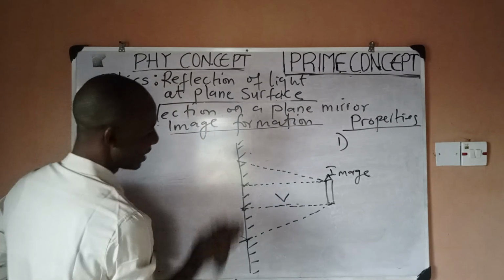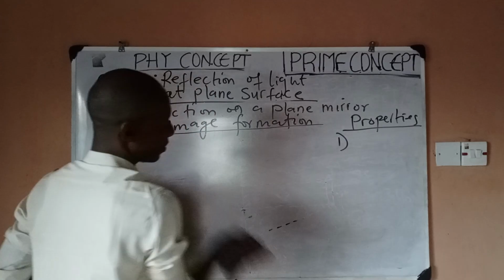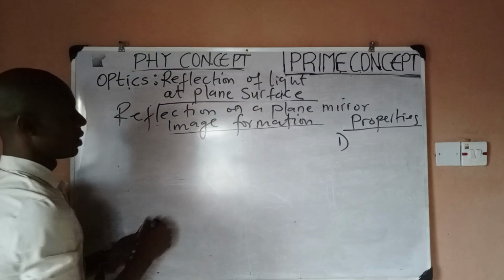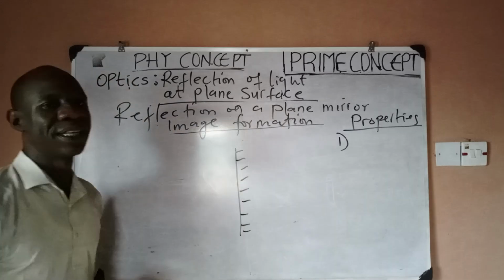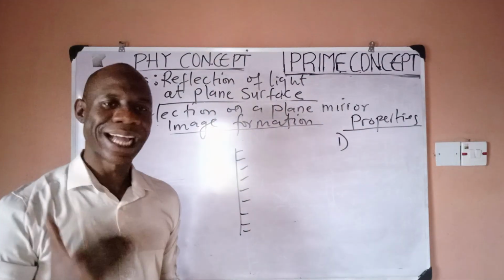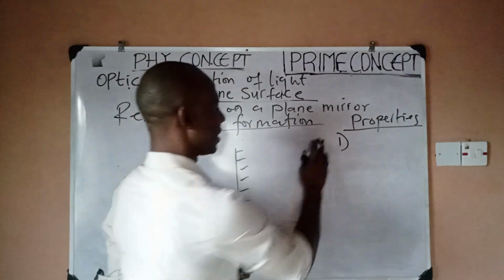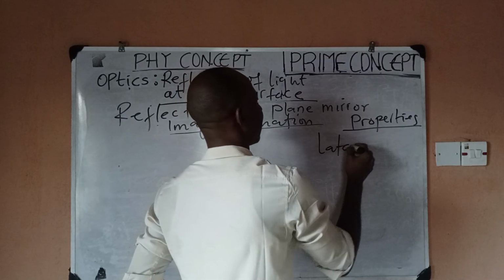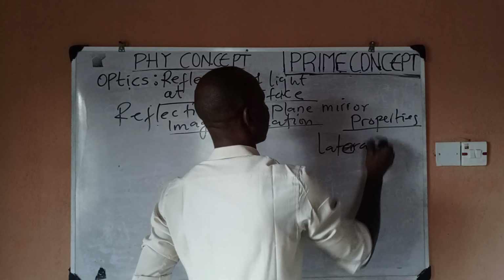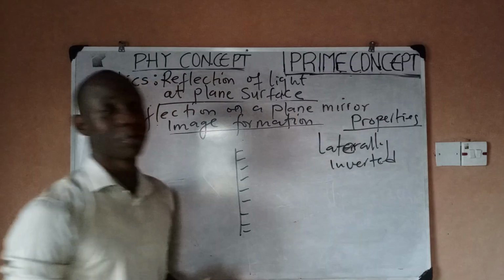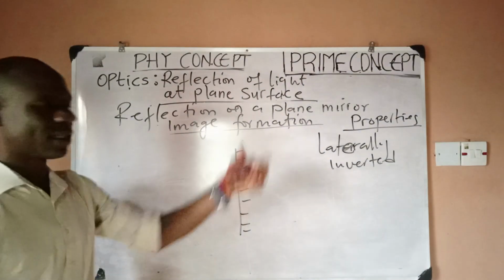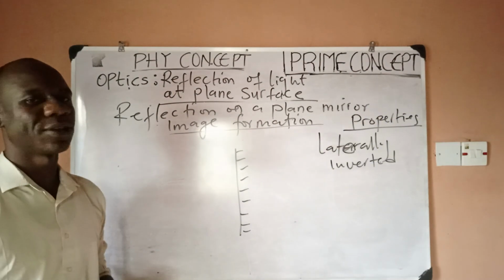So then the last property I want to mention, which you cannot clearly see from this diagram, is that the images formed by a plane mirror are always laterally inverted. They are always laterally inverted. So the image of a plane mirror is always laterally what? Inverted.